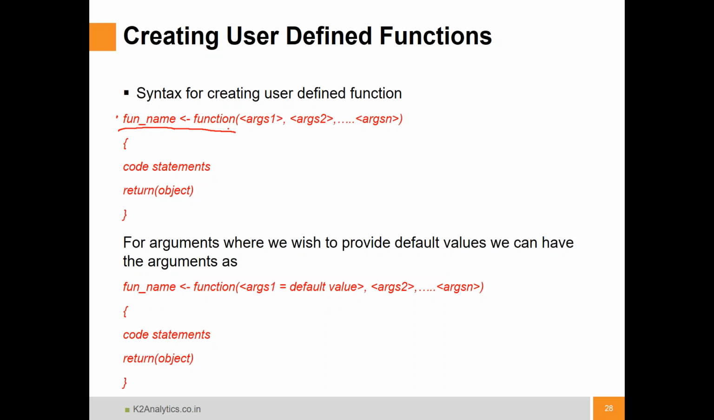What does a function do? A function typically takes some parameters. So you have to specify the names of the parameters. How many parameters? So param1, param2, param3, and bracket close. So these are put in brackets.